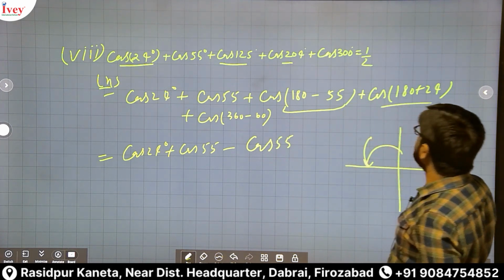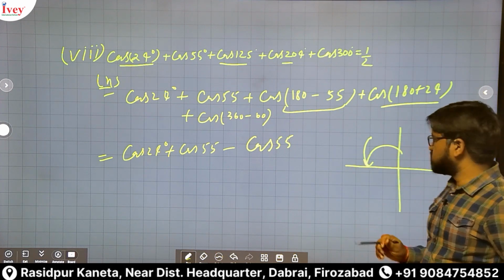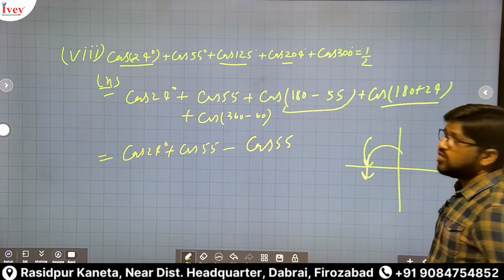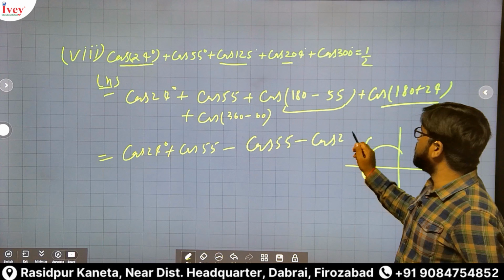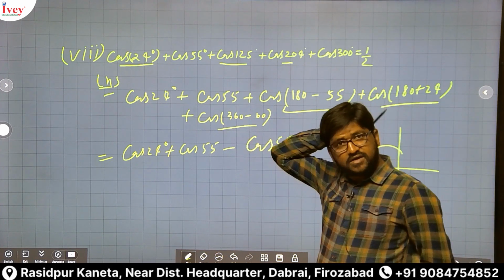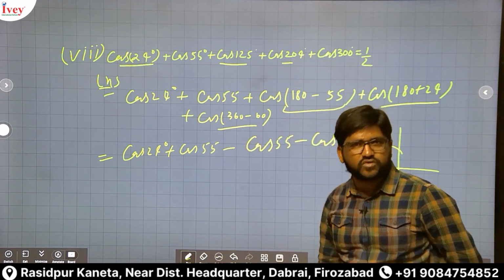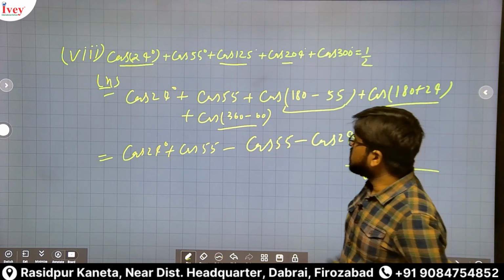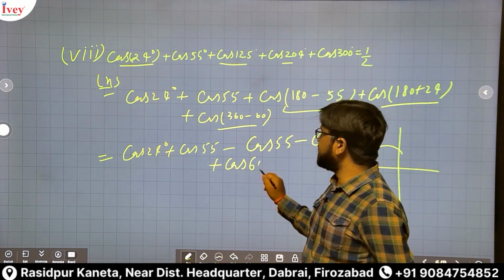And now what about this? Again we are adding something to 180 degree, so we are going to land on the third quadrant, and in the third quadrant again cos is negative, so it will give you minus cos 24 degree. Now what about this one? This angle will land on the fourth quadrant, and in the fourth quadrant cos is positive. So this will give you cos 60 degree.